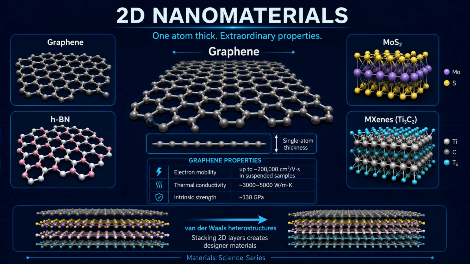Beyond graphene, there's a whole family of 2D materials. Transition metal dichalcogenides like molybdenum disulfide have direct band gaps, unlike graphene, making them useful for transistors. Hexagonal boron nitride is an insulating 2D material. MXenes are metallic 2D carbides and nitrides. These materials can be stacked to create van der Waals heterostructures with designer properties.